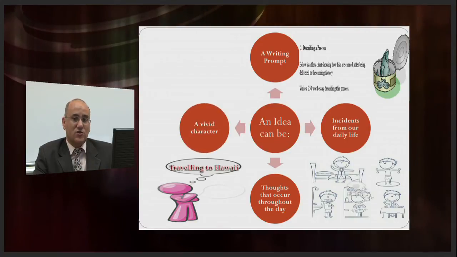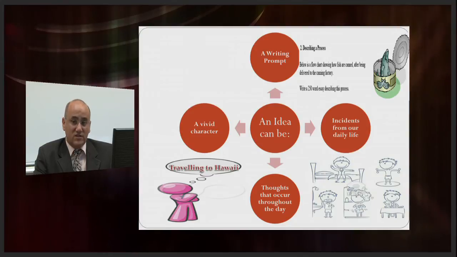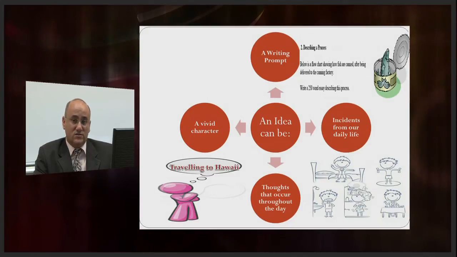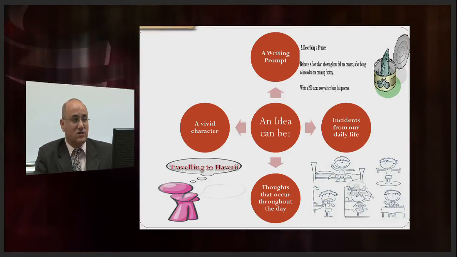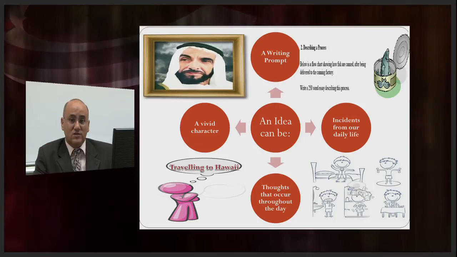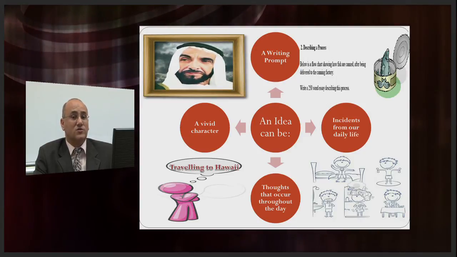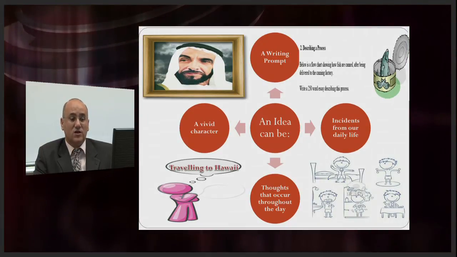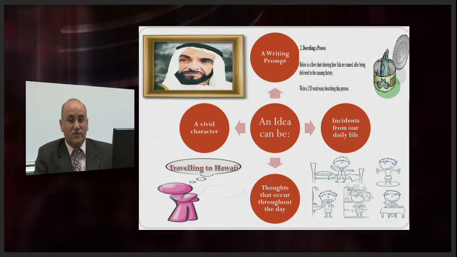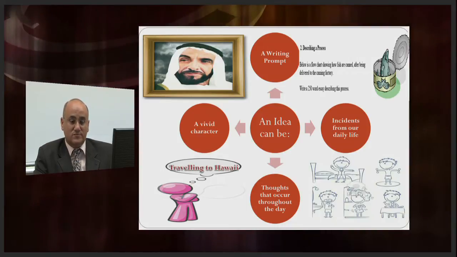The last thing is to think of a vivid character. A character you like, a character you admire, a character you know much about. And you start writing like this one, Sheikh Zaid. All of us have some information. If you need information, you can check, research in books, in magazines, on the internet. You'll find a lot of information to write about the man.